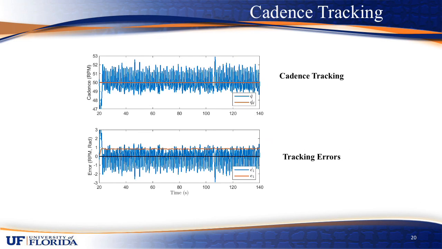In this figure, the actual cadence versus the desired cadence is shown in the top plot, and the bottom plot shows the cadence error and the position error. Note that for FES-Cycling, the position error is less important than the cadence error. As can be seen, the cadence errors are relatively small, and the cadence oscillated about the desired cadence.